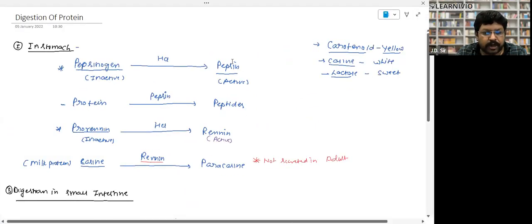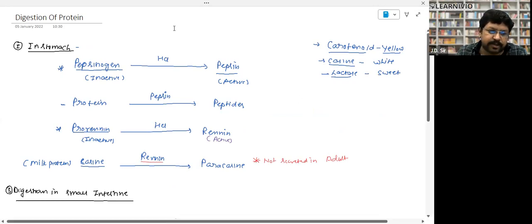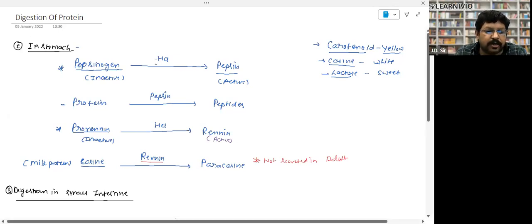Now, digestion of protein. Protein digestion does not take place in the mouth, so it starts from the stomach. Even in the stomach, it is partially digested. Actual digestion takes place in the small intestine. In the stomach, HCl converts pepsinogen into pepsin.